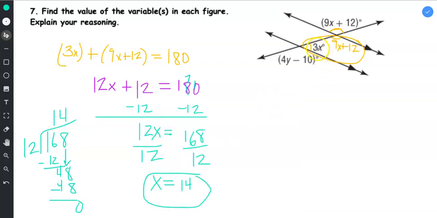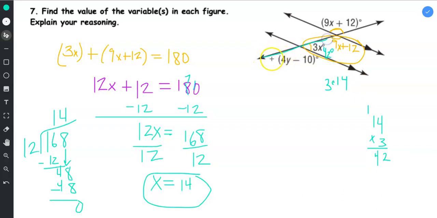So I'm going to go ahead and plug in 14 for x right here. So instead of 3 times x, I'm going to write 3 times 14. And then I'll multiply 14 times 3. 4 times 3 is 12. Carry the 1. 3 times 1 is 3 plus 1 gives me 4. So that angle is equal to 42 degrees.